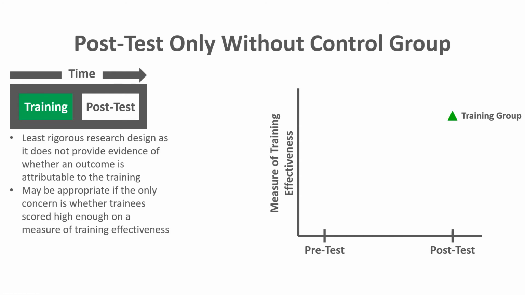Well, this is one of the least rigorous types of research designs in the training evaluation context because it does not provide evidence of whether the outcome or any level of a measure of training effectiveness is actually attributable to the training program itself. People could have come in with this level of this particular outcome, whatever this measure of training effectiveness is, prior to the training. If we were to imagine where they started, this could just be a horizontal line over time. They maybe didn't learn anything from the training. They already knew what they needed to know beforehand.